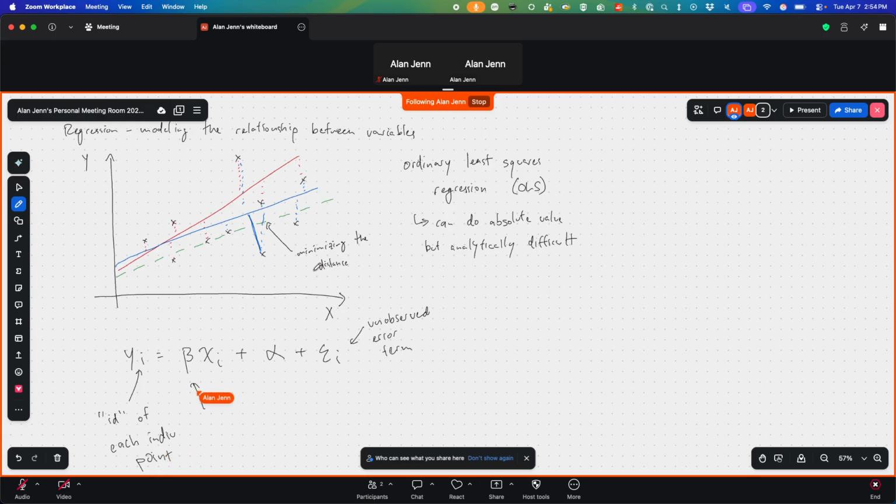This is the typical equation for a line. We have what's known as our beta coefficient, otherwise known as the slope of the line, and then we have our alpha, or intercept.